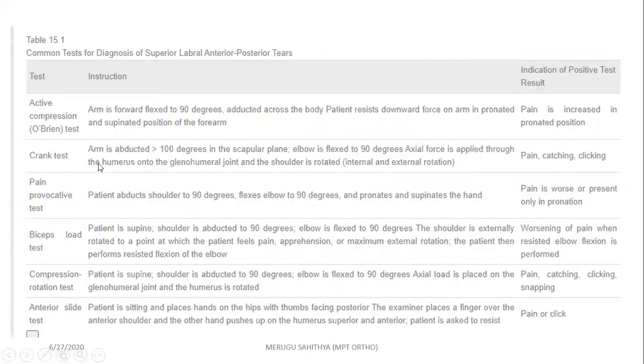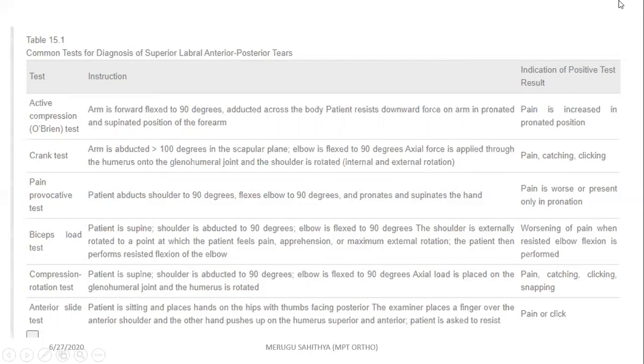And the crank test: the arm is abducted greater than 100 degrees in the scapular plane, the elbow is flexed to 90 degrees, an axial force is applied through the humerus onto the glenohumeral joint, and the shoulder is rotated. A positive test result is pain, catching, and clicking. Pain provocative test: the patient abducts the shoulder to 90 degrees, flexes the elbow to 90 degrees, and pronates and supinates the hand. A positive test result is pain that is worse or present only in pronation.